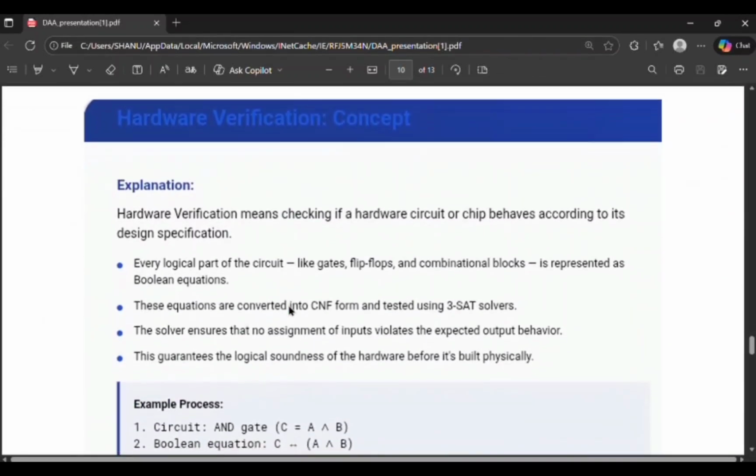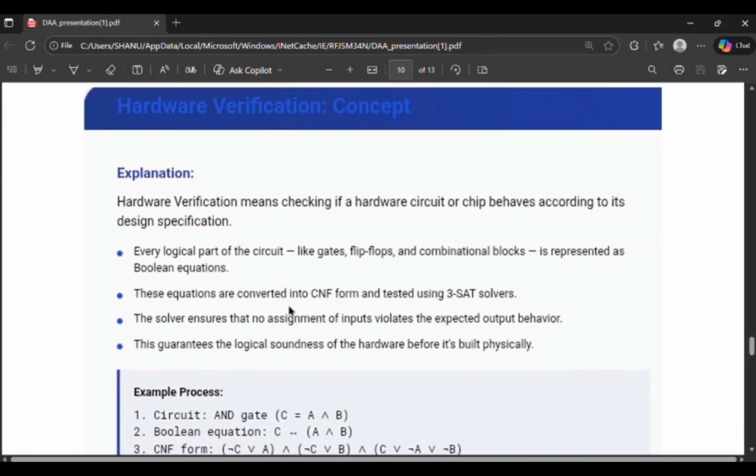Hardware verification concept. Hardware verification means checking if a chip or a circuit always follows its specifications. Every part of the circuit like gates and flip-flops is written as Boolean equations. These circuits are converted into CNF and given to a 3-SAT solver.